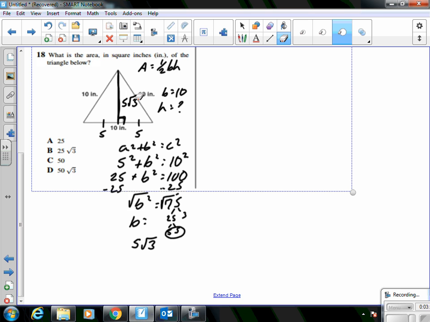And now we can use the formula. Area is going to equal 1/2 the base, which is 10, times the height, 5 square roots of 3. 1/2 times 10 is going to be 5, and 5 times 5 square roots of 3 is 25 square roots of 3.